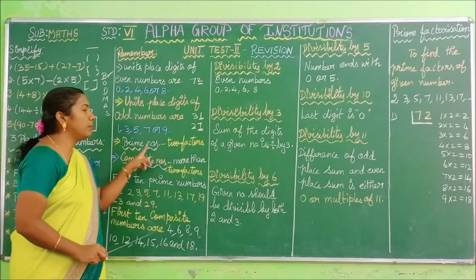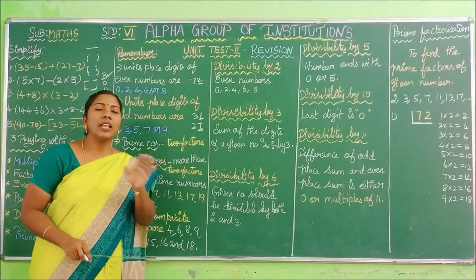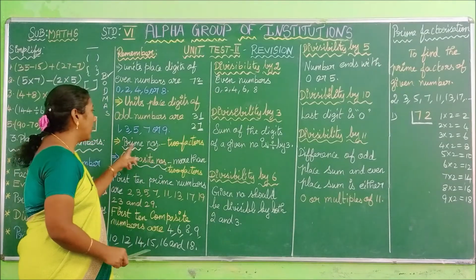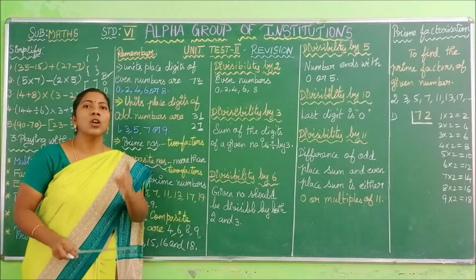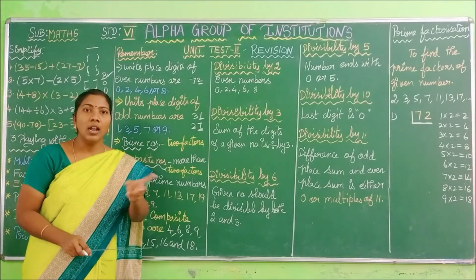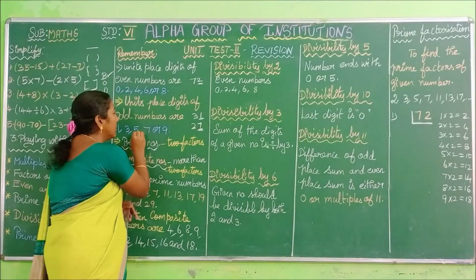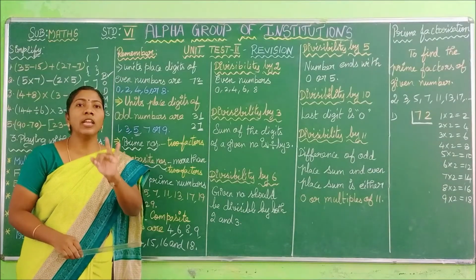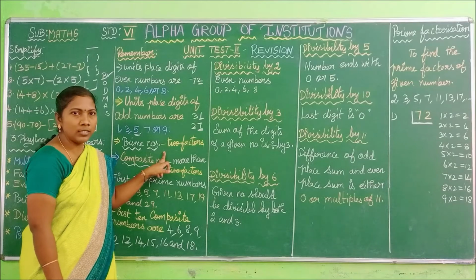Okay. What is meant by prime numbers? If a number is divisible by 1 and itself, it is said to be a prime number. Otherwise, if a number has only two factors, what are the factors? One factor is 1 and the other factor is the number itself. Suppose you take the number 5, what are the factors of 5? 1 and 5. It has only two factors. So such numbers are said to be prime numbers. Do you understand, children? Okay.